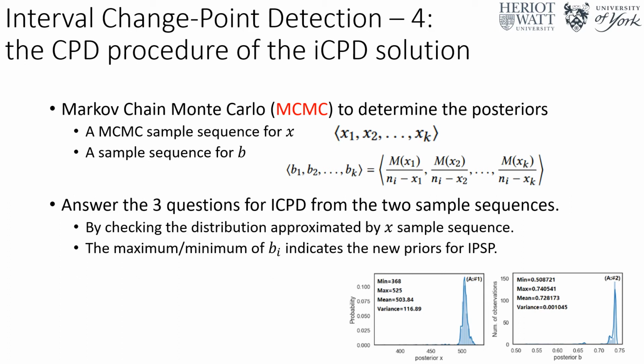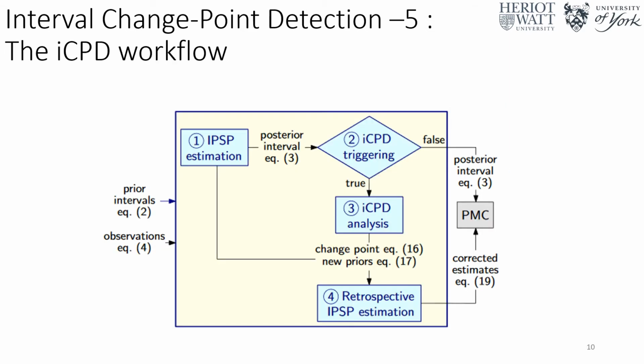From these two sequences of samples, we can answer three questions on the interval change point detection problem we defined before. That is, we can check the shape of the distribution approximated by the x sample sequence and decide if it indicates there is a change point with high probability somewhere. And the maximum and minimum values in the set of b samples indicate the new prior for resetting the IPSP estimator. Now let's have a look at the overall workflow of our ICPT approach.